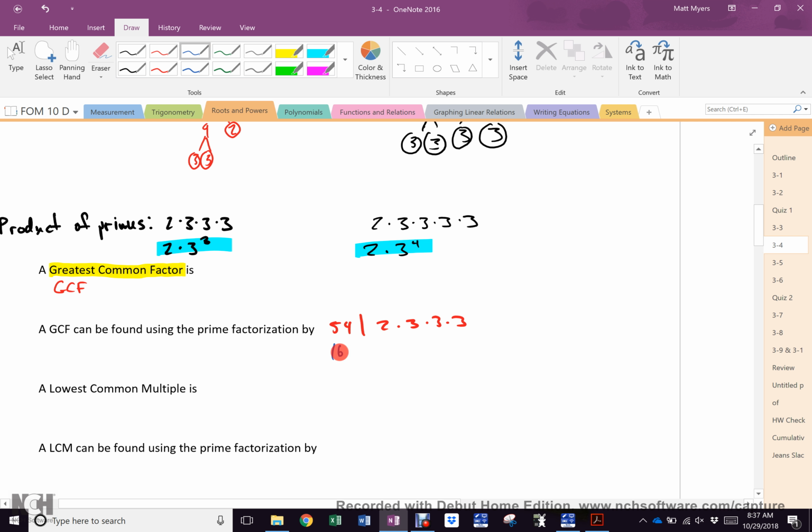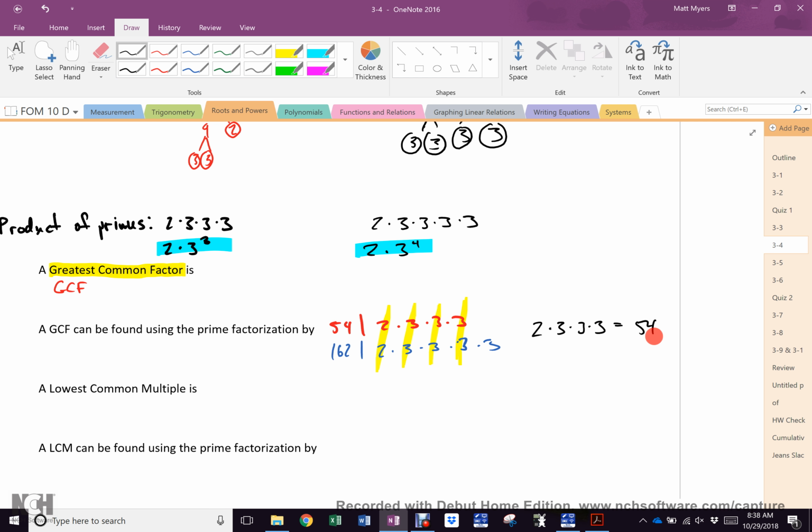162, I'm going to draw in blue. 2 times 3 times 3 times 3 times 3. Yes? Now, greatest common factor. Is that 2 common? It's in both. So it's common. That's what common means. Is the 3 common? Yes. Is that 3 common? Is that 3 common? Is that 3 common? No. So the factors that are common are 2 times 3 times 3 times 3, right? What is 2 times 3 times 3 times 3? 54. So that means 54 is the greatest common factor.